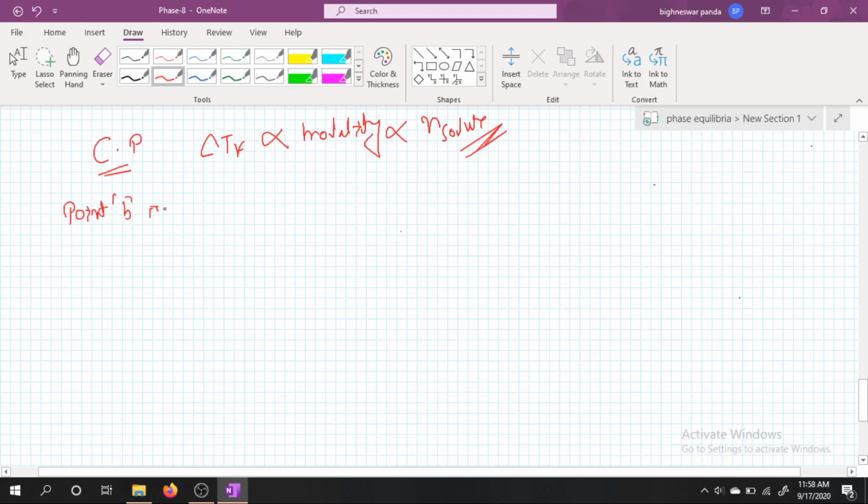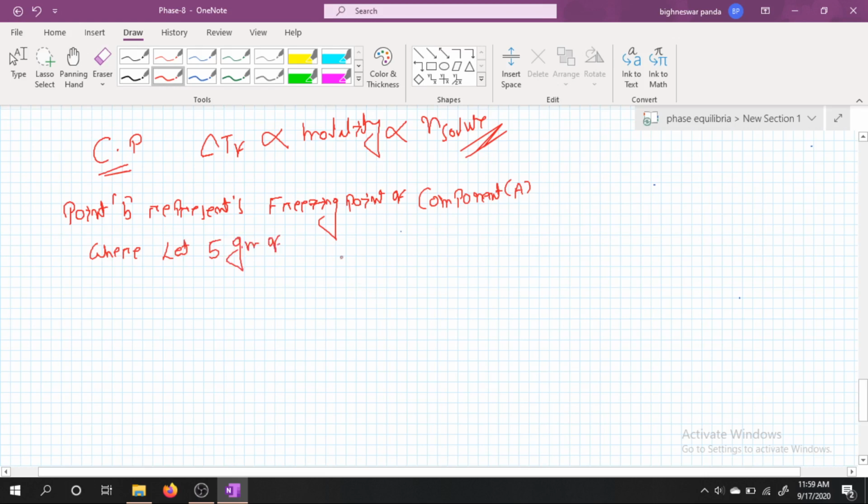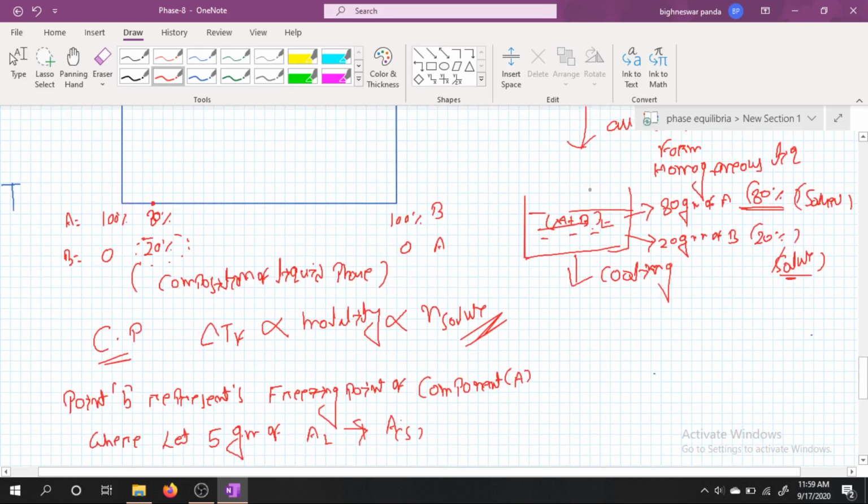Point B represents the freezing point of the component, where, let us say, 5 gram of A liquid is converted into a solid. Since 5 gram of A liquid is converted into a solid, and both A plus B are in liquid state, let us consider that at point B some of the A liquid is converted into solid.